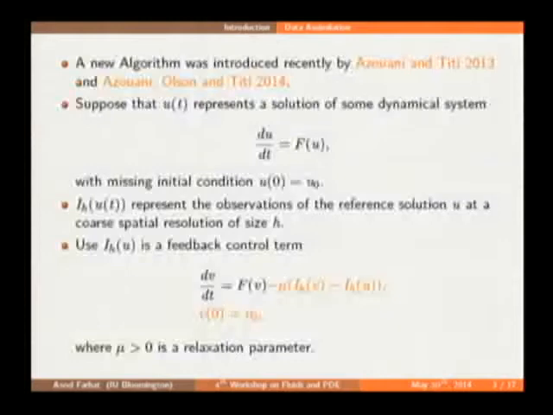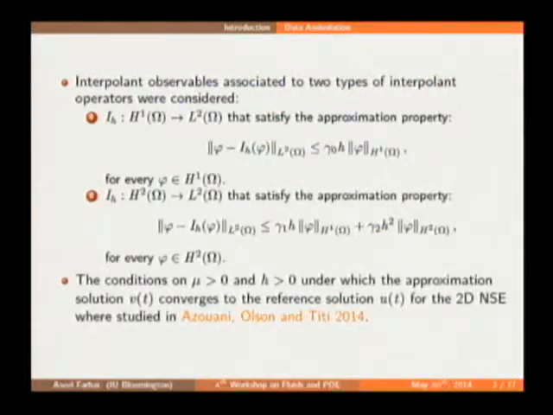So the feedback control term in this equation somehow forces the larger scales of the solution v towards the larger scales of the reference solution u. So this is what this term does. It makes a force towards the larger scales of the reference solution. Okay, now in the 2013, or the published 2014 paper, they studied the conditions on this mu and this h.